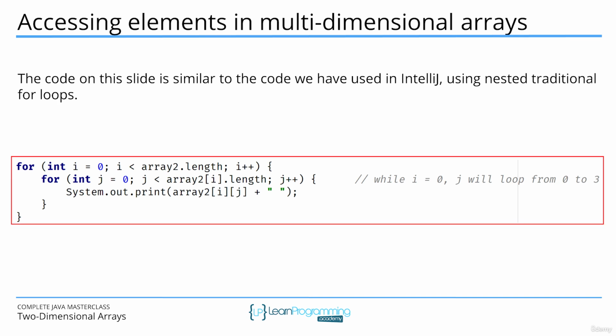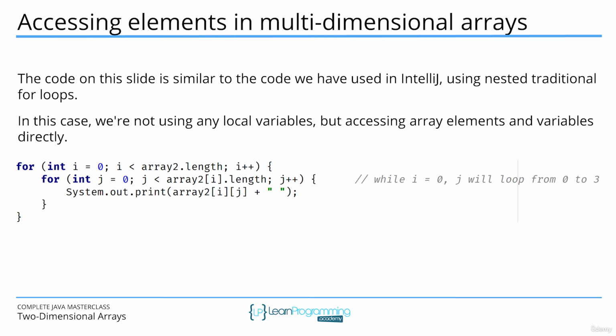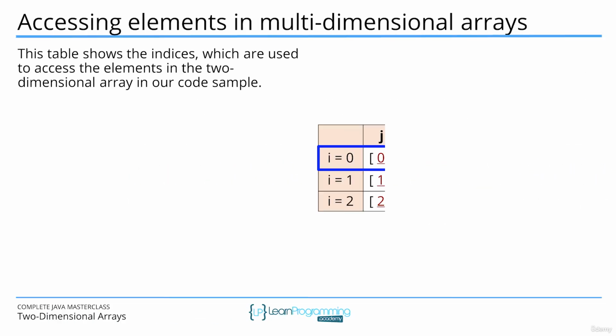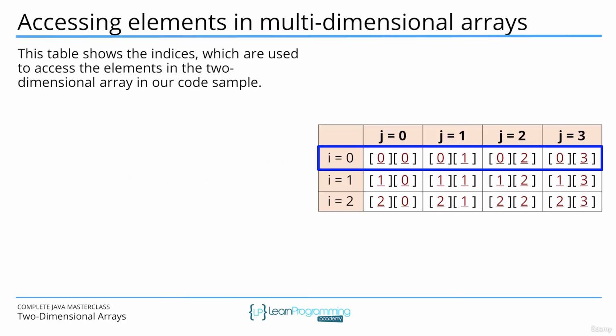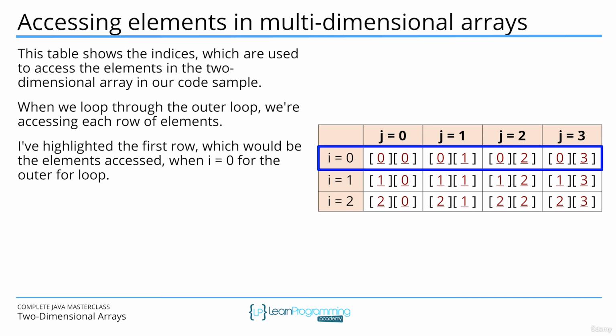The code on this slide is similar to the code we have used in IntelliJ using nested traditional for loops. In this case, we're not using any local variables, but accessing array elements and variables directly. This table shows the indices which are used to access the elements in the two-dimensional array in our code sample. When we loop through the outer loop, we're accessing each row of elements. I've highlighted the first row, which would be the elements accessed when i equals 0 for the outer for loop.